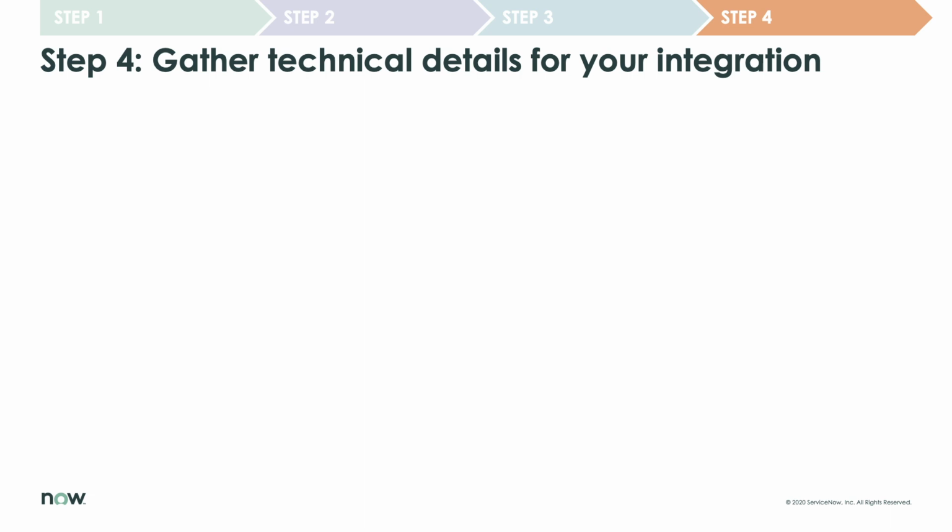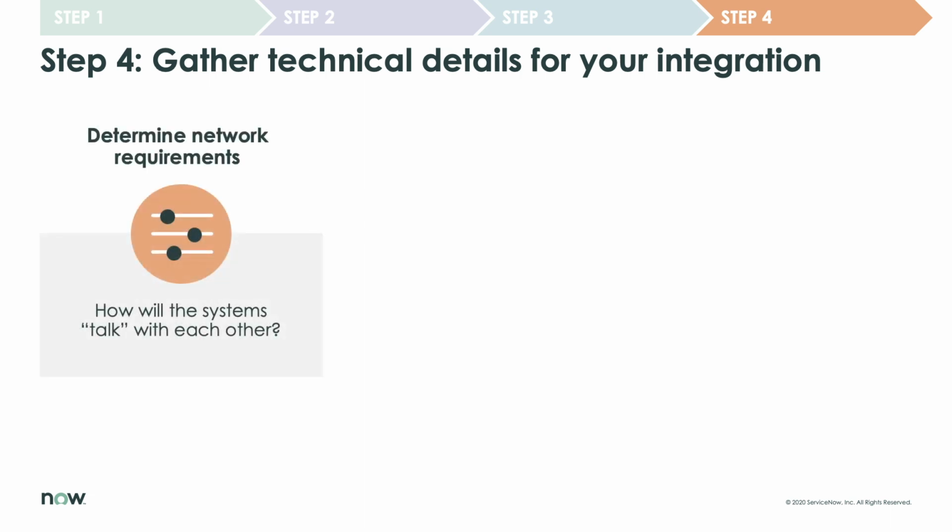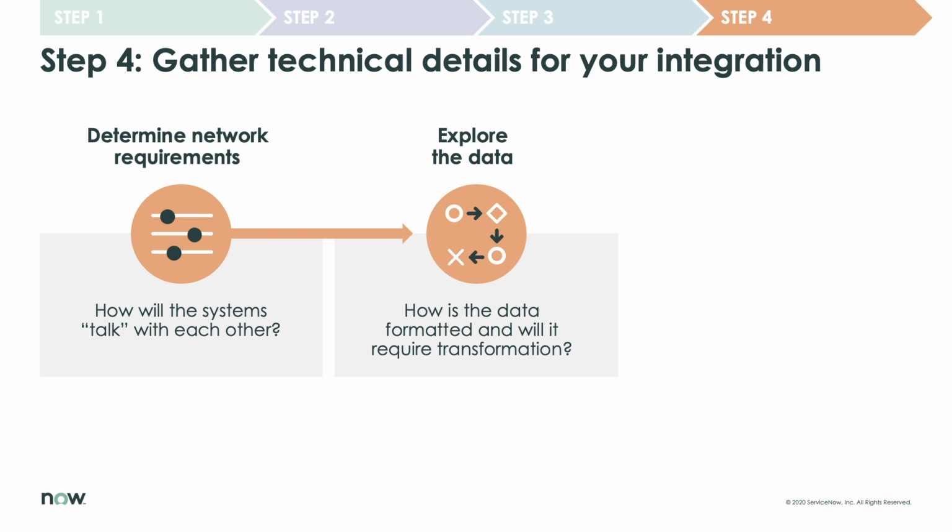The last step is to gather technical details. Start with network requirements and determine how systems will talk to each other. List all the systems in scope, understand the options to connect these systems, and flesh out any security needs. Next, understand data format and quality, how it will be packaged, and if any transformation is required.